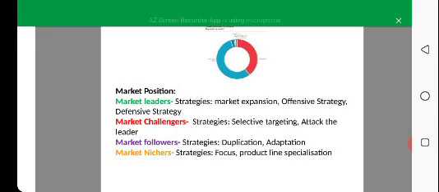A market challenger, within the industry position, takes selective targets and attacks the leaders. The follower strategy is duplication, adoption, imitation, cloning. All these strategies they apply to develop the market and take share from the mature market. Normally they come into the mature market; they do not try to enter a new market where they don't know about the issues or problems they will face.